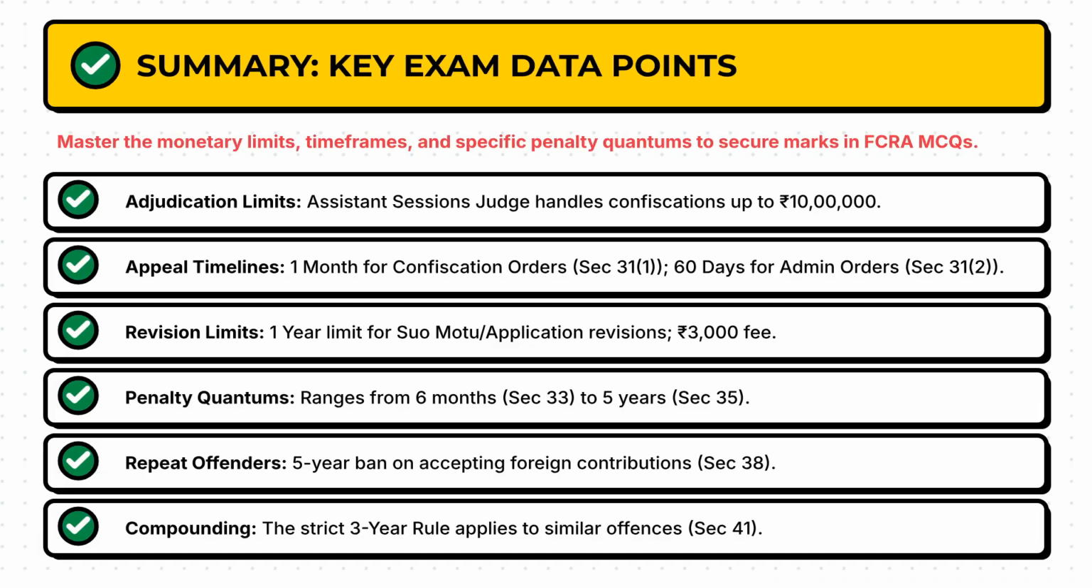Let us conclude with the key exam points from Chapters 6 to IX. An assistant sessions judge can adjudicate confiscation only up to 10 lakh rupees, while a court of session has no monetary limit. Appeals against confiscation orders must generally be filed within 1 month, whereas appeals against administrative orders have a 60-day limit. Revision applications must be made within 1 year and require a fee of 3,000 rupees. Penalties range from 6 months imprisonment for false intimation to 5 years for illegal acceptance of foreign contribution. Repeat offenders face a 5-year ban, and the 3-year rule applies to compounding of similar offenses.